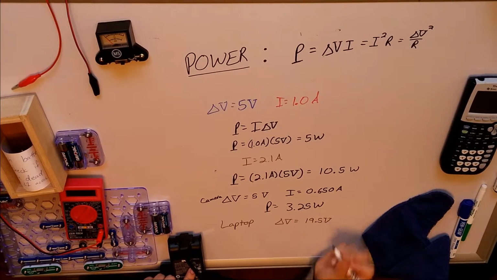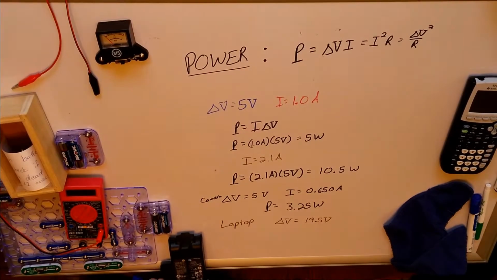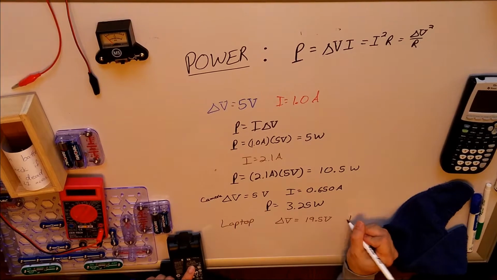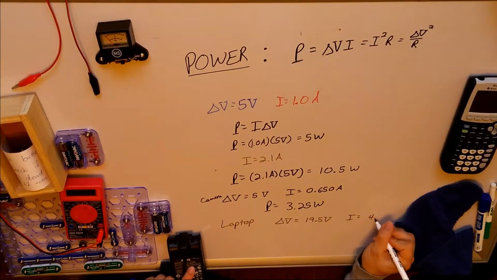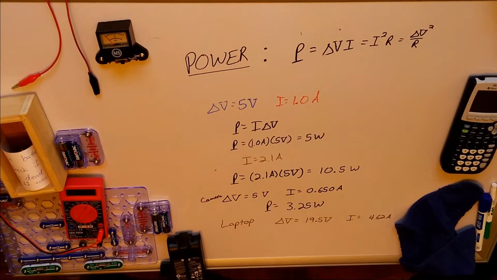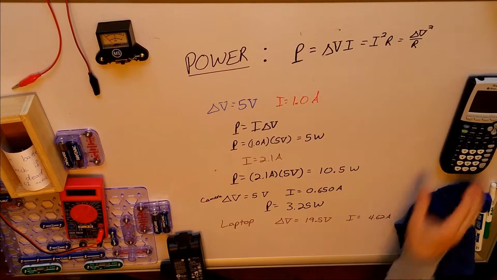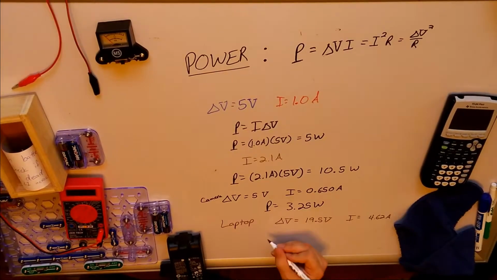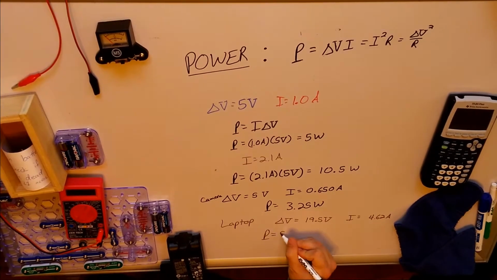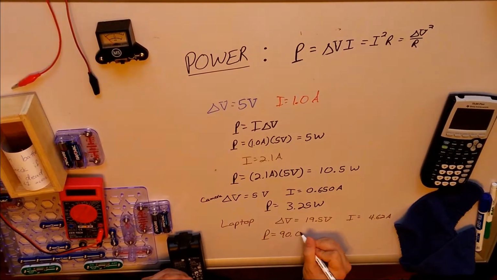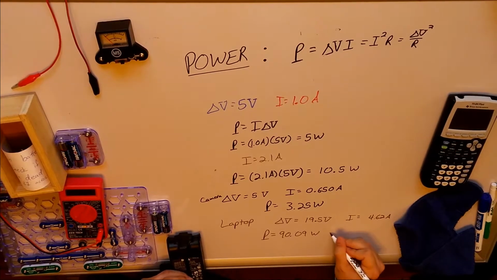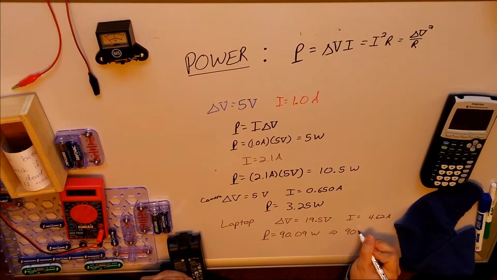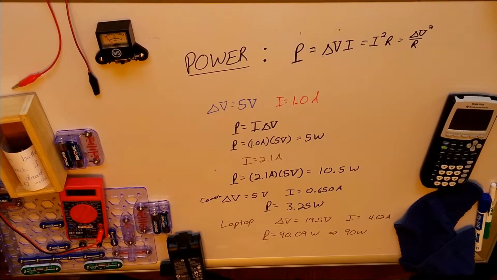This isn't a USB connection, so it might change things up a little bit. 19.5 volts, and our current that it has listed is 4.62 amps. Now that's a lot of current comparatively. We can then find our power by taking 19.5 times 4.62, and this comes up to, no great surprise, a power of 90.09 watts. In other words, it's a 90-watt power supply.